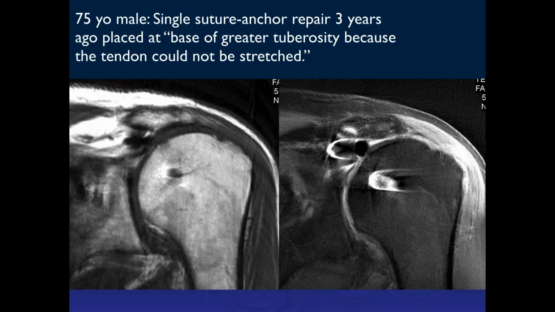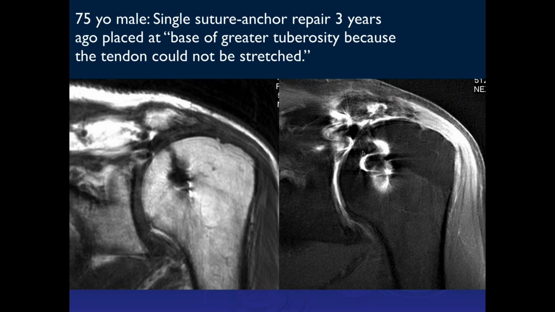75-year-old man, single suture anchor repair 3 years ago, placed at the base of the greater tuberosity because the tendon could not be stretched. So it looks like I see a retraction of the suture anchor at the level of the glenohumeral joint, and probably fatty atrophy of the supraspinatus.